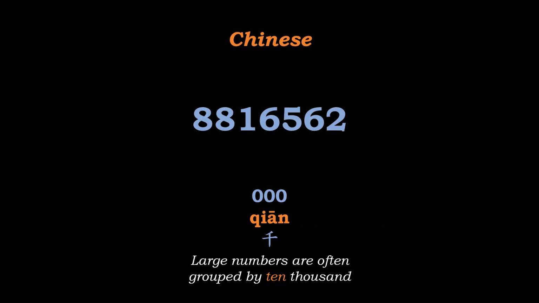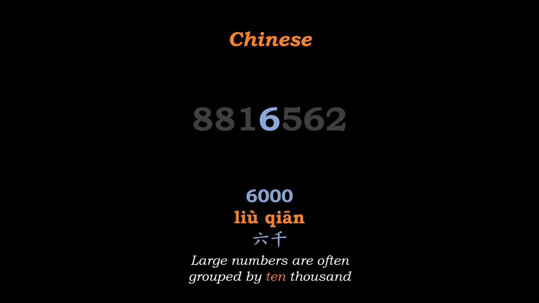And so after 881万, how many thousands are there? There are 6. 六千. And what's the next unit below 1,000? Below 千? It is, of course, 百. And working our way to the right, how many hundreds are there? 5. 五百. And what we have left we can handle in one go.